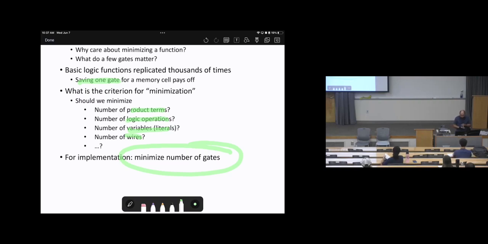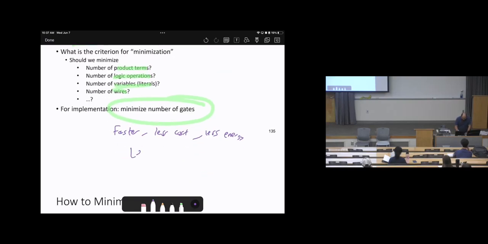We are making it faster, less cost, less energy, and even less complicated. That's why we're looking for simplification. That's why when we tried Boolean algebra, we spent a lot of time, we spent hard time on it, because we need to save more money.